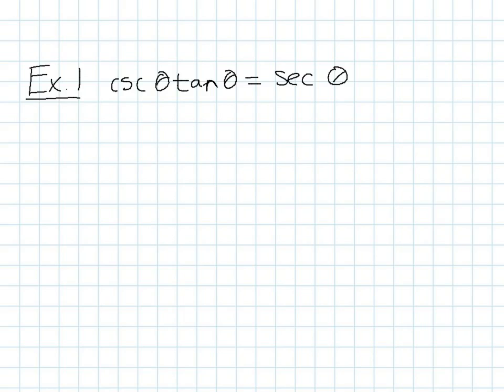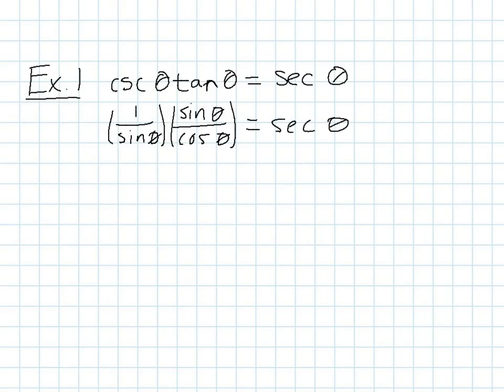Example 1: I have cosecant theta times tangent theta equals secant theta. Multiplying those two, there's nothing really super apparent, but let's change these into terms of sine and cosine. Cosecant is the same thing as 1 over sine, and then tangent is the same thing as sine over cosine.